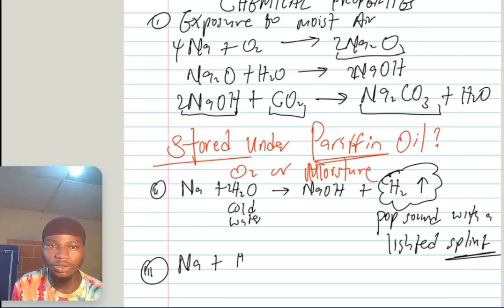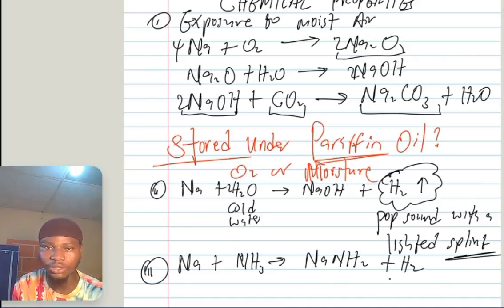Sodium can react with ammonia, and it will give us sodamide and hydrogen gas. So this is called sodamide. So that's that. So let me balance the equation for you.